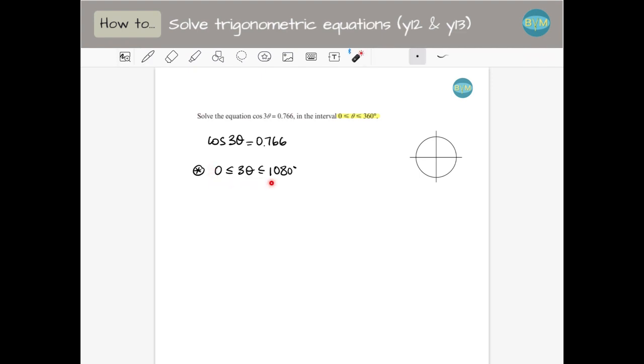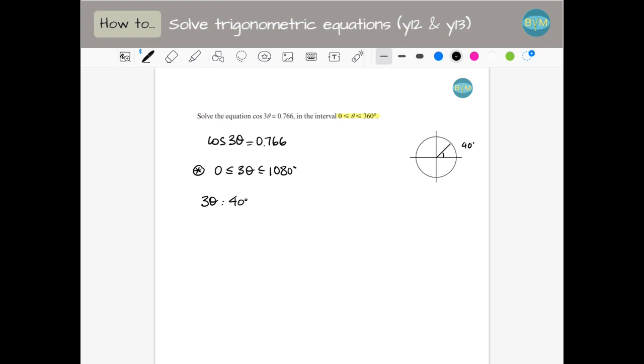So we need to find all the solutions in this interval, not in this one. Can you see that the number is much larger? If you solve in the original interval, you will be missing solutions. Yeah, so you have to use this interval. So what I'm going to do is cos minus 1 of this in the calculator to find the first solution for 3 theta. So my first solution for 3 theta is 40 degrees. 40 degrees is here.